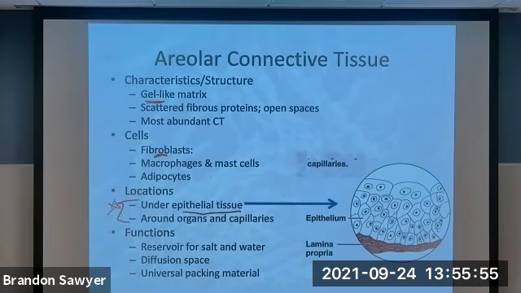So this is very good for a diffusion space, because it's fluid-like, and that makes sense, right? Because if there's no blood flow to epithelial tissue, we better have a nice liquidy space next to it in the tissue that does have blood flow, so we can get nutrients to that epithelial tissue. It's known as a universal packing material throughout the body. It's wrapped around lots of different things, but we always find it here underneath epithelial tissue.